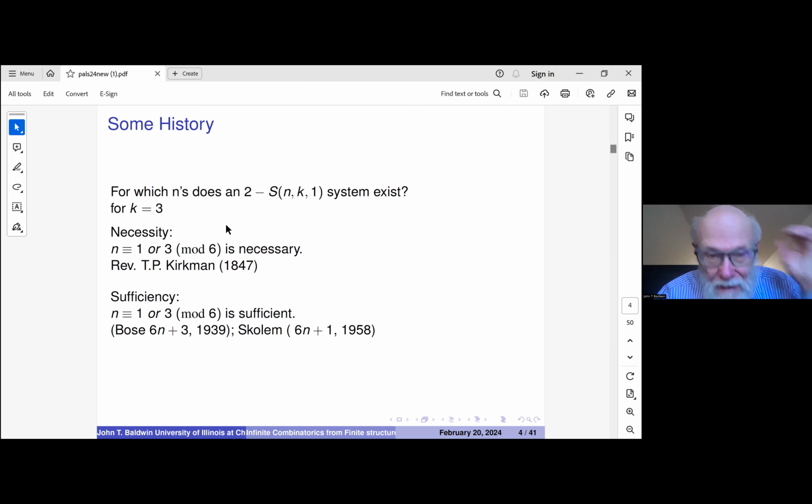Bose proved it if n was congruent to 6n plus 3, so that's the statistician, and the logician or number theorist Olaf Skolem proved it for 6n plus 1 in 1958. Now, I'm not really going to be talking directly about these finite arithmetic conditions, but in fact, an arithmetic condition will turn up crucially in part of the argument.